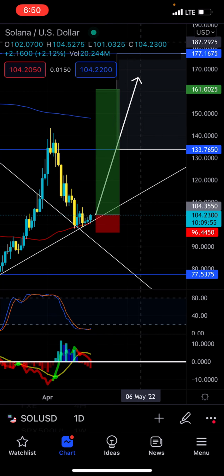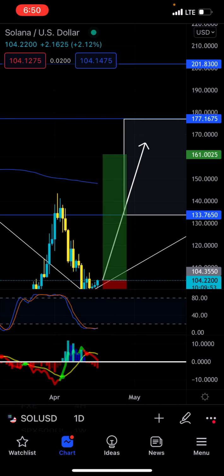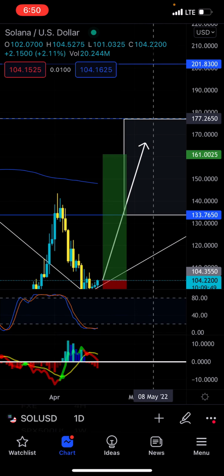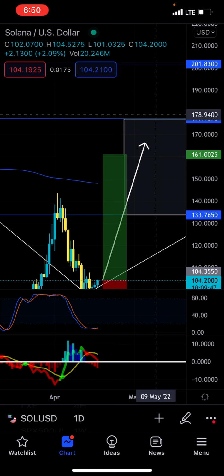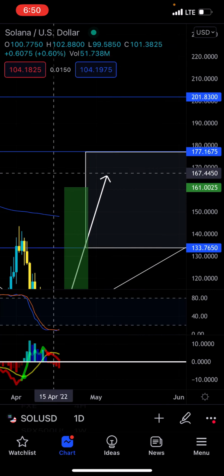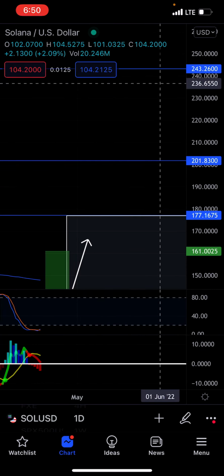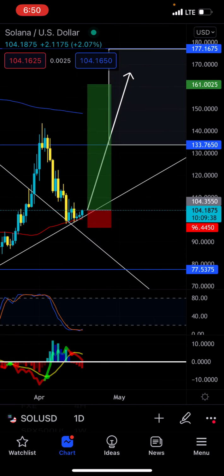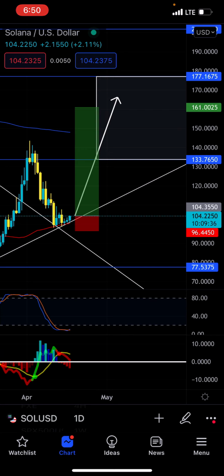Or if it keeps running up, right, then you keep holding it. It'll push to 177. Cool. You adjust your stop loss to like 177, 178, right above major resistance or right below it. Again, if it keeps pushing to 250, you adjust your stop loss to like 220. You never sell out of a trade. You just adjust your stop loss. And I feel like a lot of people don't really understand that.